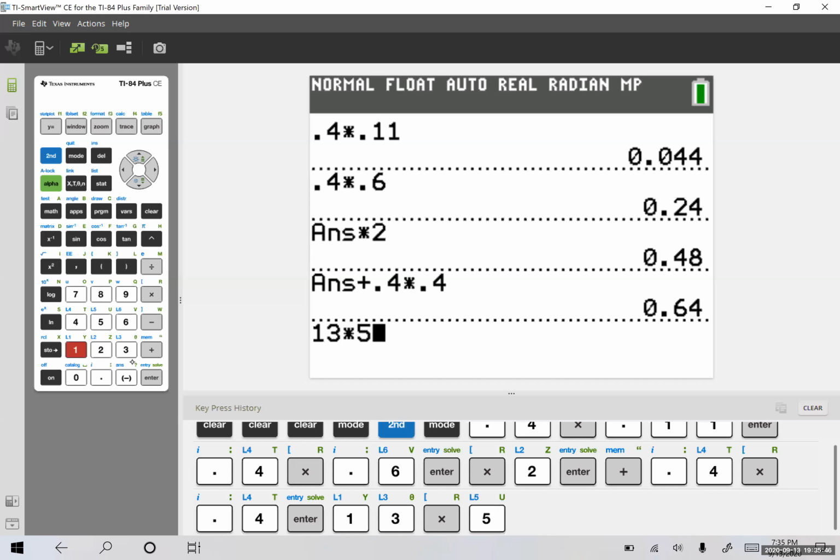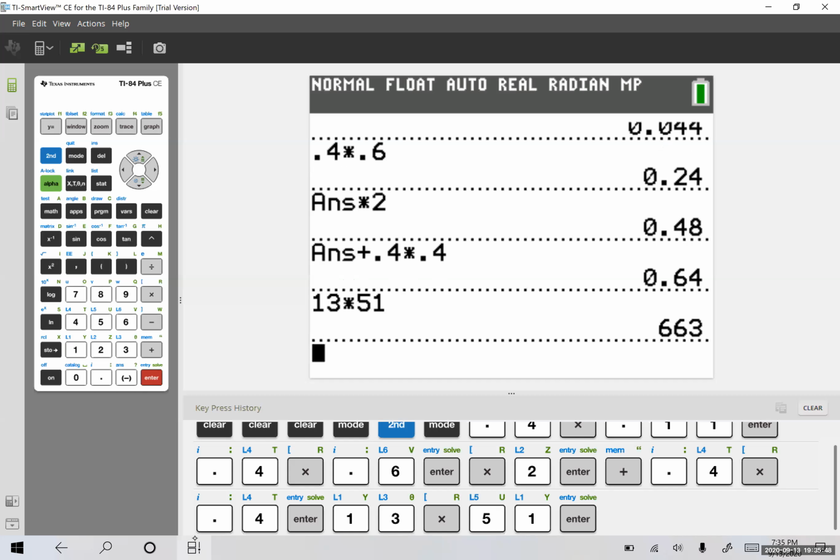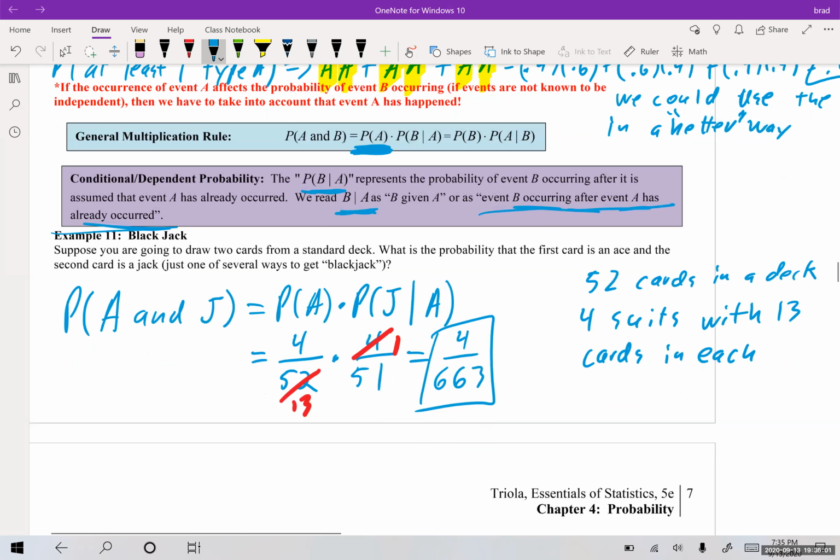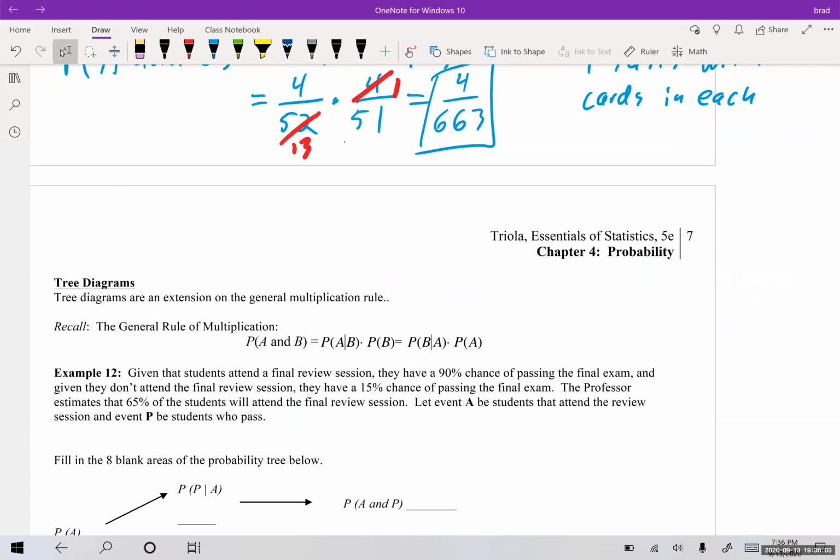13 times 51, we get 663. And there is our probability of getting a blackjack in this particular order of an ace and then a jack. Okay. And I'll try to do some more card problems maybe in practice or when we're reviewing for the exam as well. Okay, so now for a tree diagram.